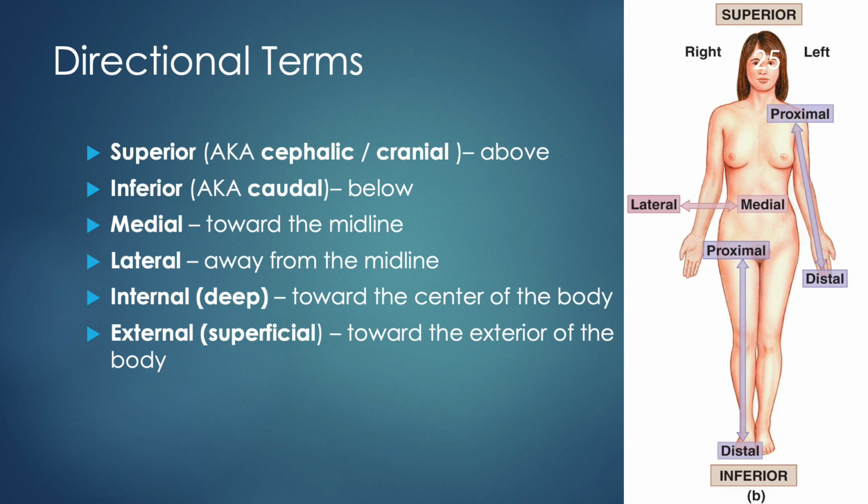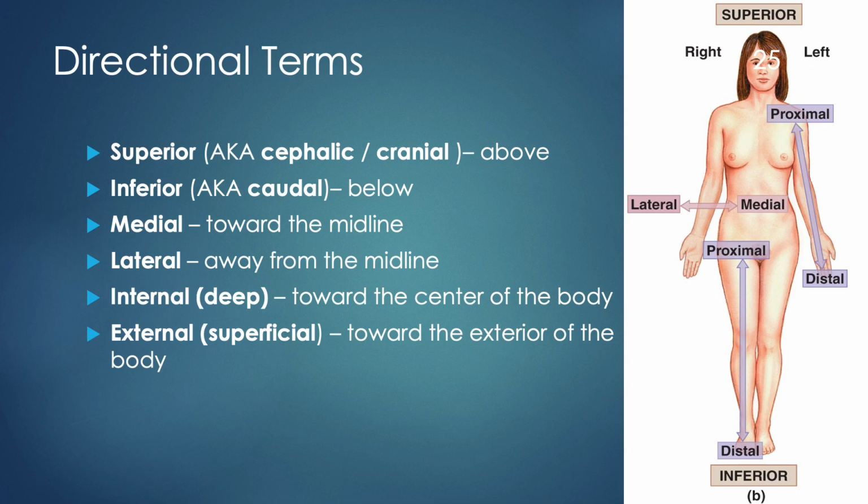But wait, there's more. Sometimes we need to refer to something a little more specifically. So we might say something is superior, meaning up. We can also use words like cephalic or cranial, which both basically mean referring to the head. And then we have inferior, which is basically caudal, and caudal is meaning literally to the tail, and then below. Medial is anything that's towards the midline. So your umbilicus, for example, is in your medial abdomen. And by contrast, your sides are lateral, away from the midline.